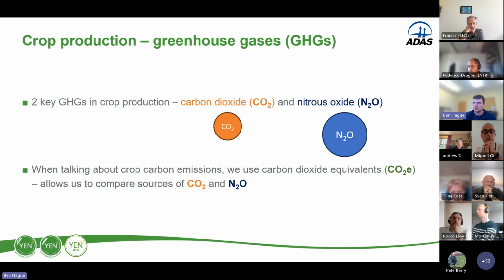And we're also going to be talking in terms of crop carbon emissions, and we will be using carbon dioxide equivalents to allow us to compare between CO2 and nitrous oxide emissions. This is important because nitrous oxide has a warming impact of almost 300 times that of carbon dioxide. So it's really critical that we try and think in terms of carbon equivalents so we can reduce our N2O emissions. And we can do this relatively easily with good nutrient management. So this is a big lever for crop production moving towards net zero.